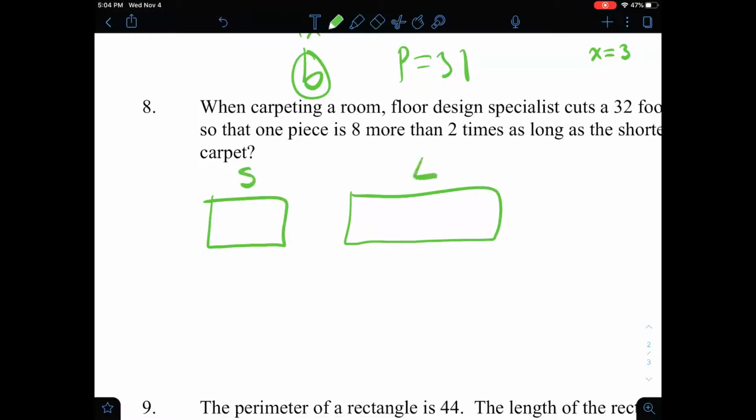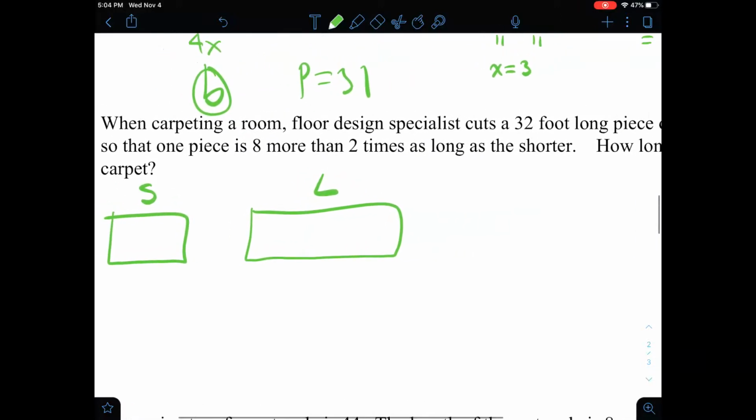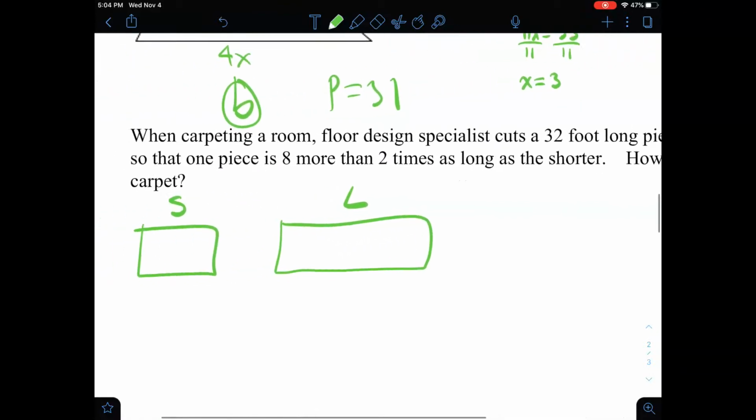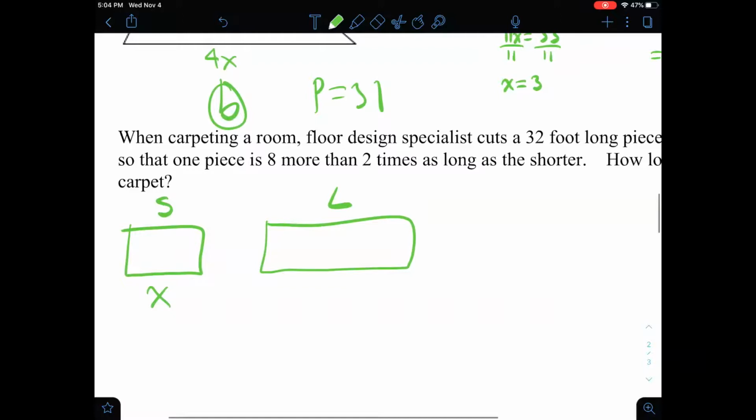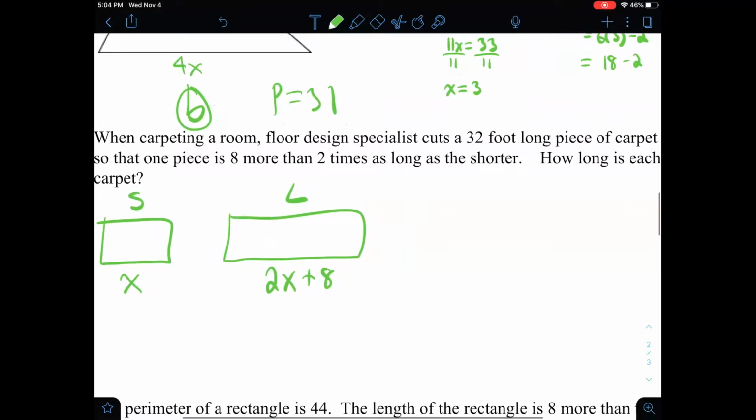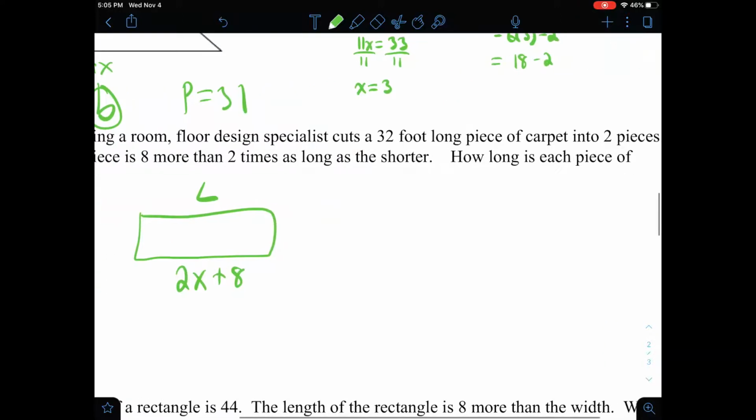We'll do shorter and longer, right? So it says the long piece is 8 more than 2 times as long as the shorter. We're using the shorter one to compare the long one, so we're going to call the shorter one X. Next piece, it says 8 more than 2 times as long as the shorter. So remember, the 8 more is going to be at the end, and then 2 times the shorter is going to be 2X. And there we go. If the shorter one's X, it's going to be 2X plus 8.